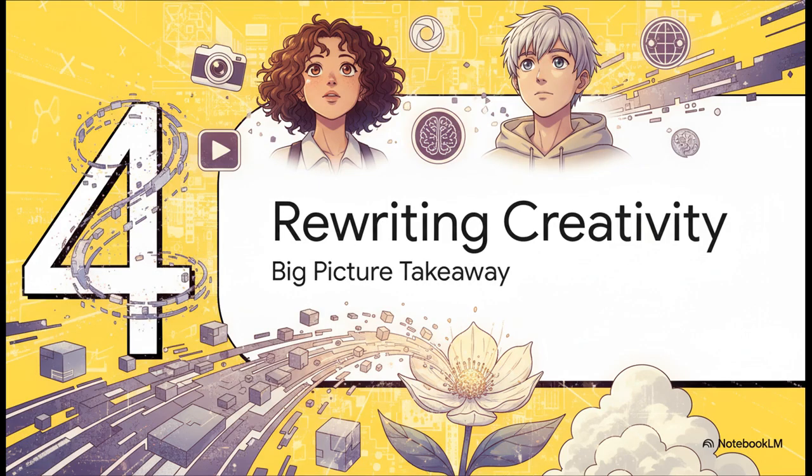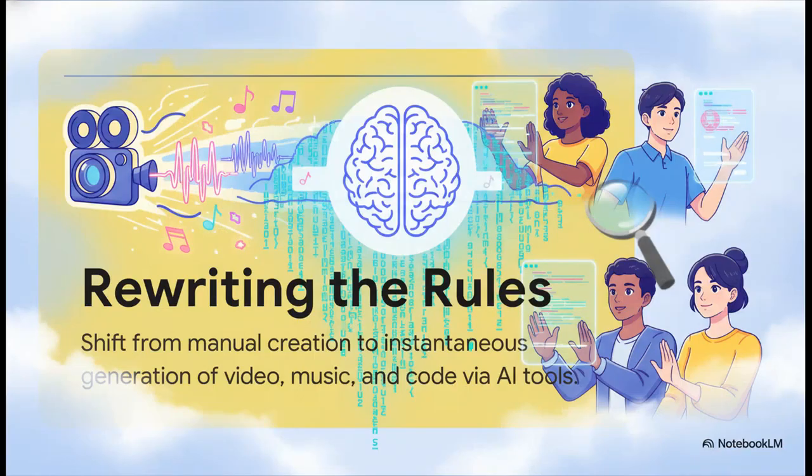Section 4. Rewriting Human Creativity. The big picture takeaway. Let's zoom out from the timestamps and the prompts for a second. What does this actually represent for the future? Well, the script itself defines this new era as rewriting the rules, and that right there is the core thesis of this short. It's highlighting the massive shift from manual, painstaking creation to the instantaneous generation of media. High-fidelity video, studio-quality music, and complex software code. They're all being pitched as instantly accessible to anyone with an internet connection.